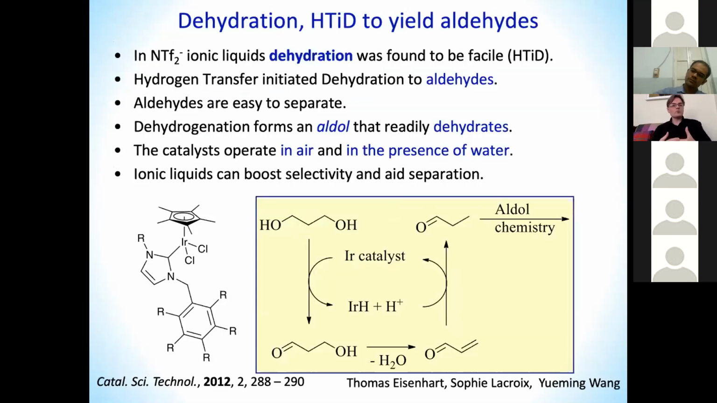The second problem was if you have an amine forming in an ionic liquid, it's pretty hard to remove. So we started looking at chemistry to produce something which would be easier to remove. And one thing that we noticed when we did the amination or N-alkylation reactions was that dehydration was happening alongside the amination reaction.